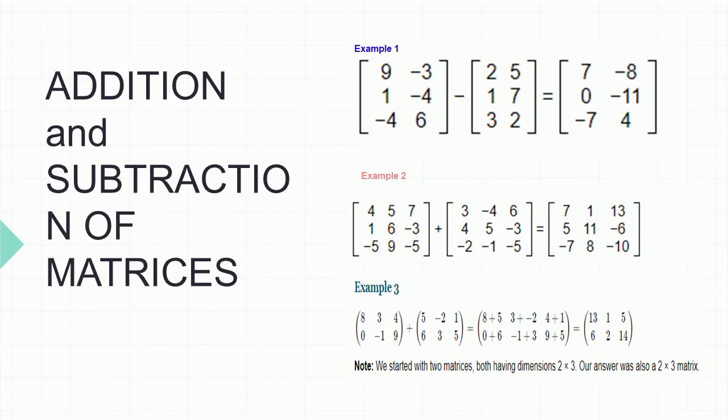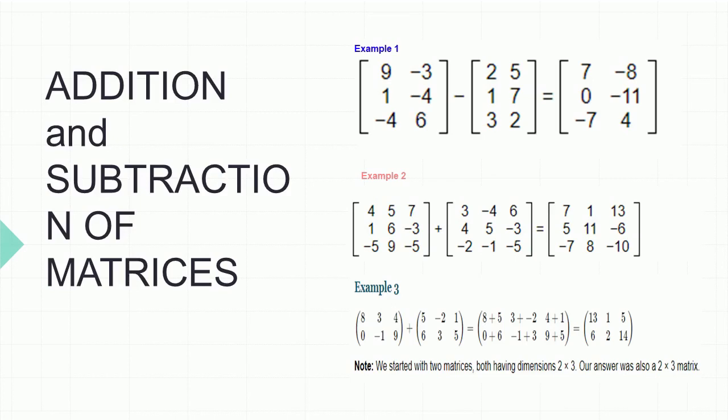Now you can see that we said in the video that all you have to do is to subtract the elements of A from the equivalent elements in B. So in the first column, the element is 9, and the first column element of the second is 2. Because this is a minus sign, you have 9 minus 2, which gives you 7. You have minus 3 minus 5, it gives you minus 8. You have 1 minus 1, which gives you 0. You have minus 7 minus 4, it gives you minus 11. And you also have minus 4 minus 3, which gives you minus 7. And 6 minus 2, which gives you 4.